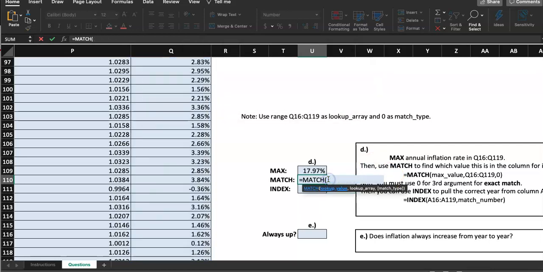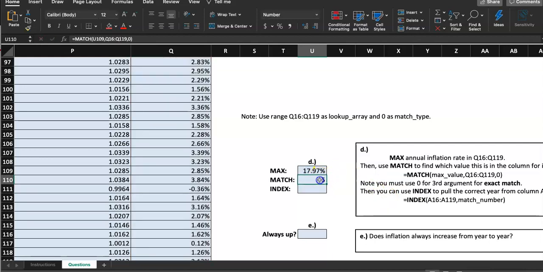I'm sorry. But what I want to look up, or what I want to match, is that 17.97. So right after you open up equal sign, match, parenthesis, click on U109. I want to look up that number, 17.97%, because I want to know what year that belongs to. And then the lookup array is going to be Q16 to Q119, and I'm just using what they gave me, and that looks like that's where I grabbed those inflations, right? And match type, they wanted it to be 0. We can talk about what that match type 0 means. I may be able to read it, but let me hit enter.